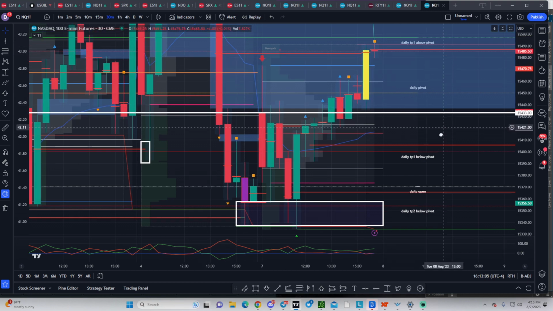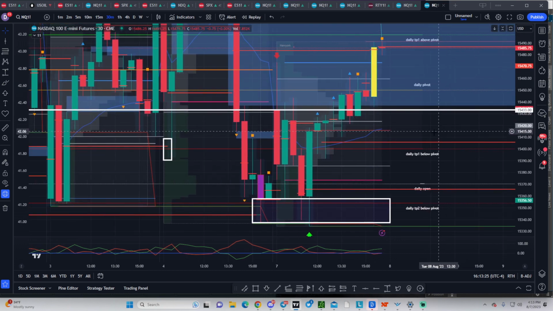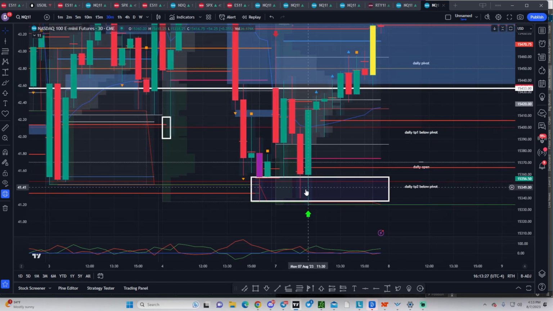Where we collapsed. Now we got to get to this area here, 5:15, to close this gap. Not a gap, I'm sorry. This is not a gap. This was a fair value gap and a single print. This is a single print, and it needs about 15, 30 points to close. So yeah, that's what we have in the NQ.